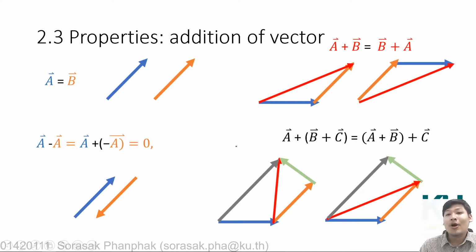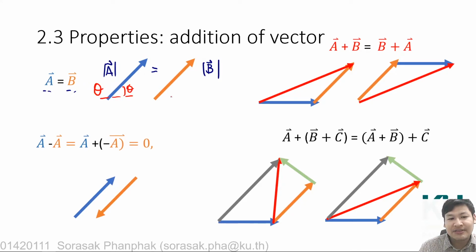There's another way to explain the vector properties as well. If you can identify that two vectors are perfectly similar, then you mean you have to have the magnitude of A equal to the magnitude of B, and also the direction as well. Theta here is also the same as the theta here. So this is the definition of perfect equality.